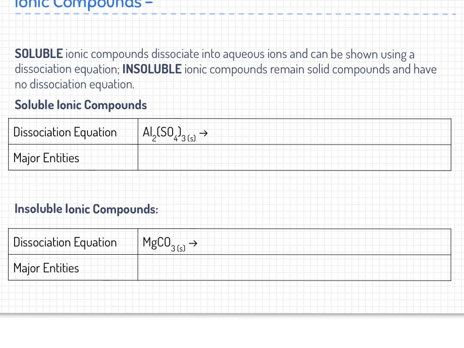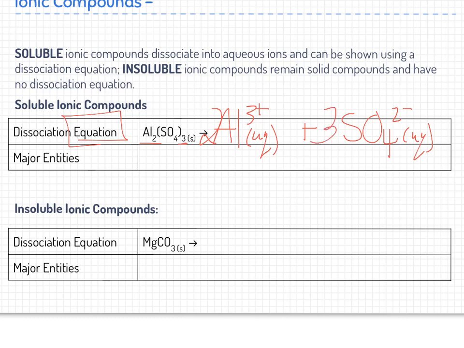So we're going to get aluminum, which is a 3+ ion, and it will become aqueous. And we're going to get a sulfate ion, and it will be aqueous as well. Now we need to balance. An equation is always balanced. So there were 2 aluminums in our compound, therefore we are going to get 2 separate aluminum ions. There were 3 sulfates, so we're going to get 3 separate sulfate ions.